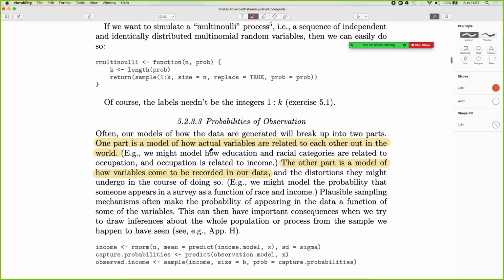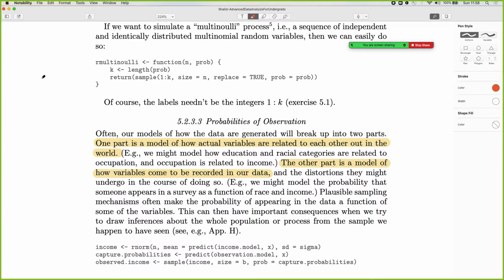Nothing out of the ordinary. Probabilities of observation. Often our models of how the data are generated will break up into two parts. The model relates to two things. One is how actual variables are related out there in the world, and the other part is how variables came to be recorded in our data.